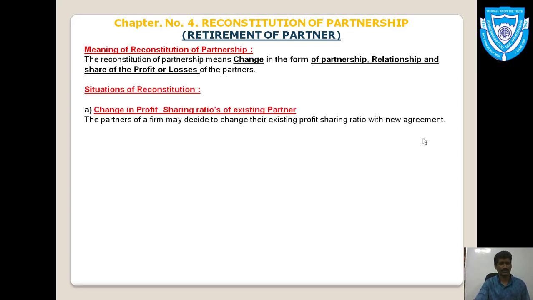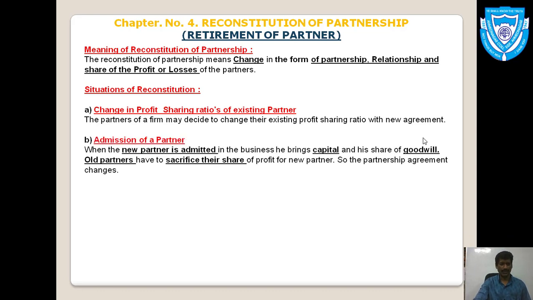Then in which situations does this reconstitution take place? Let us see: change in profit sharing ratio. If existing partners decide to change the profit sharing ratio with the help of a new agreement. In the second case, when a new partner is admitted, he brings capital, he brings goodwill, and again the old partners have to sacrifice their share of profit for the new partner. And in that case, the profit sharing ratio and other things may get changed.